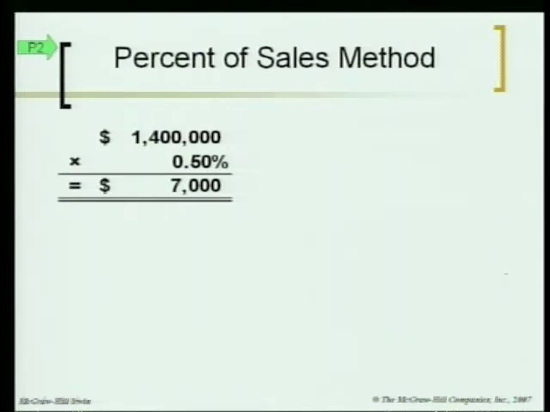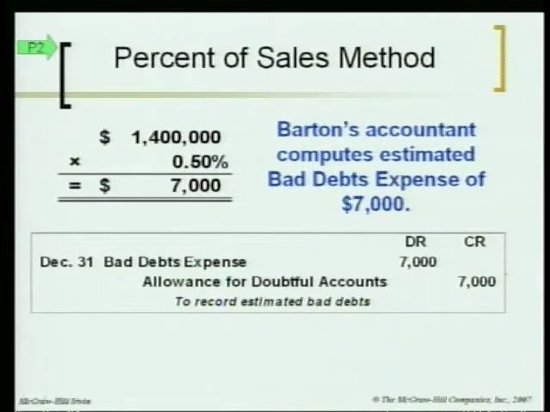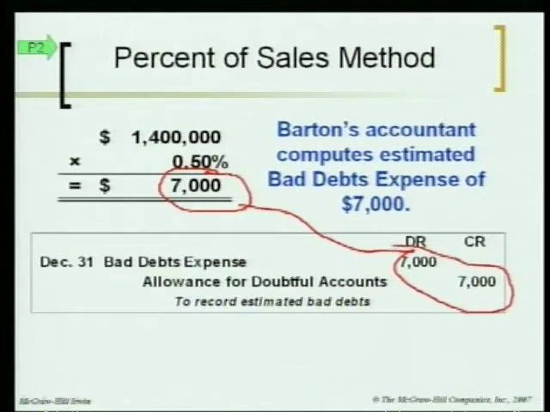Now, if you punch that into your calculator, that's actually going to be 0.005, not 0.05. That would be 5%. This is 0.005 times 1.4 million equals 7,000. We calculate that amount, and boom, that is the amount that goes right in the journal entry. Okay? That is the amount that goes right over here into the journal entry.